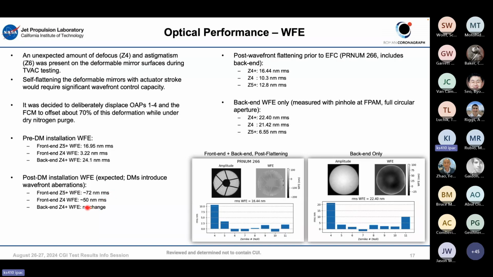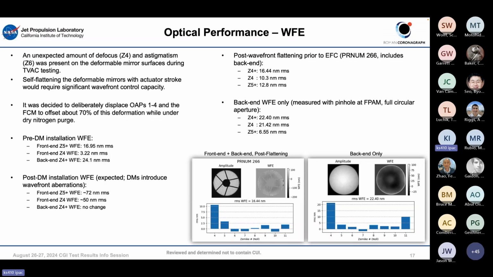Z4 itself was 50 nanometers RMS. The Z4 could be corrected with the focus control mirror and still give us enough stroke to accommodate any other defocus from the telescope that we might expect. And then the rest would be corrected with the actuators on the DMs.